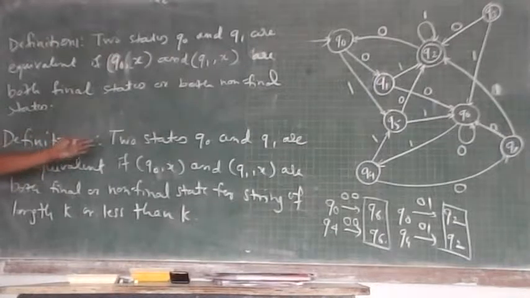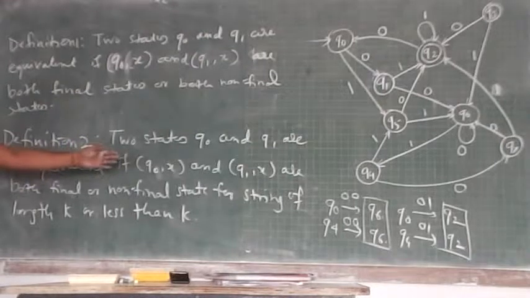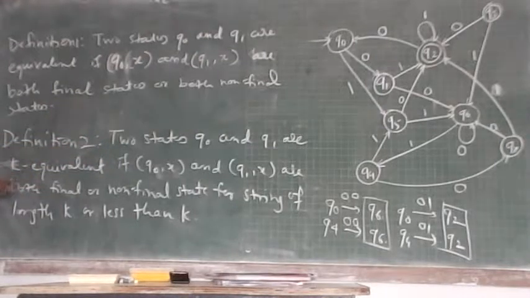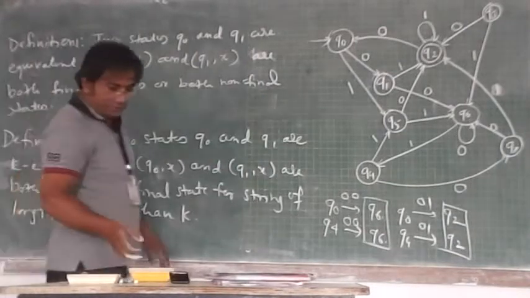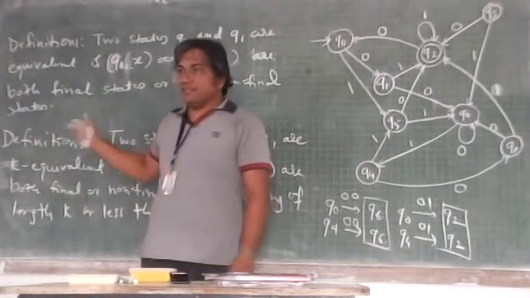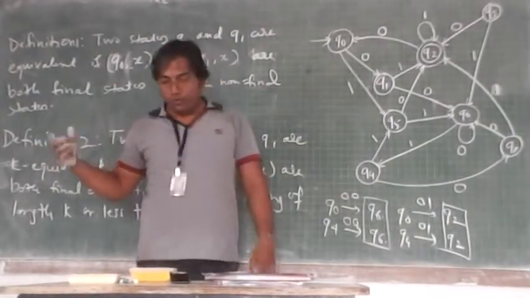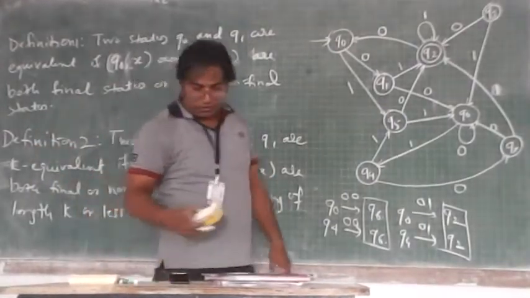Definition 2: two states Q0, Q1 are K equivalent if Q0x and Q1x are both final or both non-final states for strings of length K or less. Now, with this much information, we can go for solving this problem.